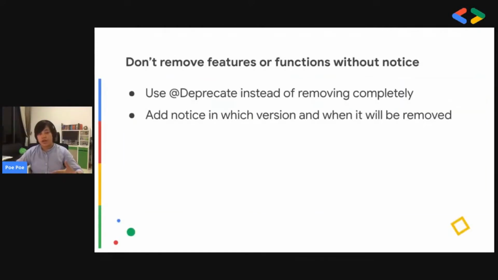So you have your SDK out there already, but you have a functionality you want to remove. Then as a responsible developer, you cannot remove your feature without any notice. So you need to use a deprecate annotation, and say that this will be removed in the future, and notify the developer as well, like in the change log, that this will be removed, in which version or when it will be removed.